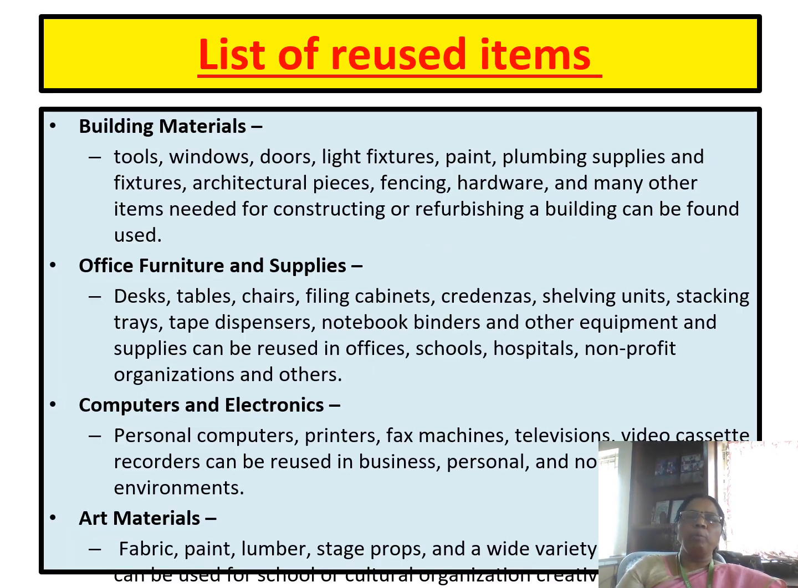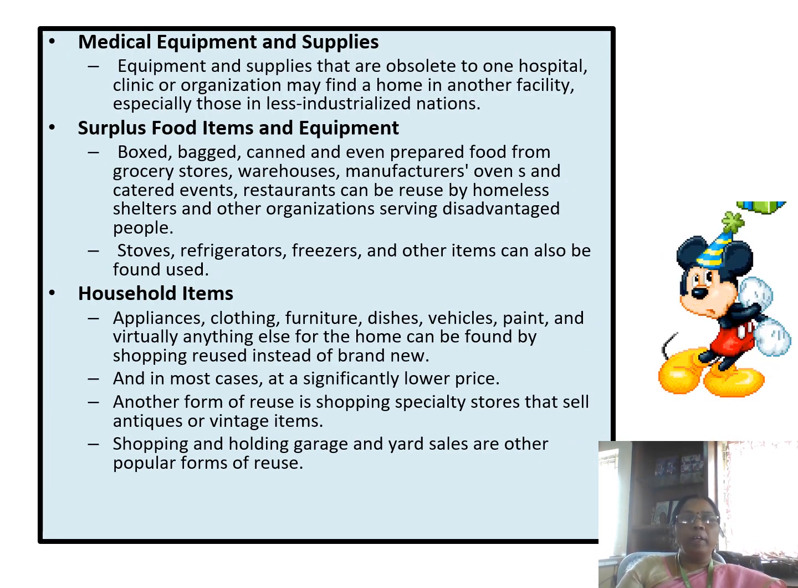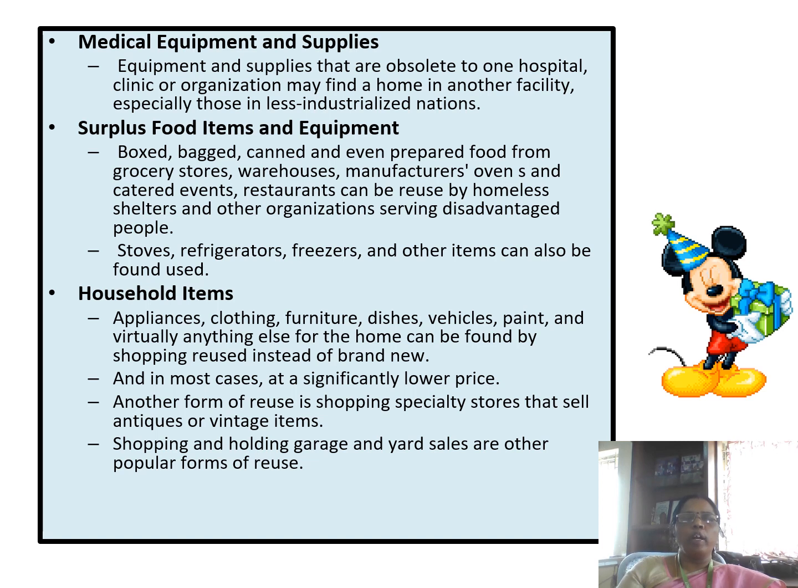Then what are the items that can be reused? Building materials can be reused. Office furniture and supplies like cabinets, credenzas, shelving units, and computers, electronics, and art materials can be reused. Even medical equipment and supplies, surplus food items and equipment, and household items.